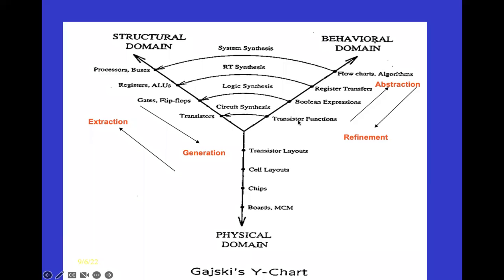Okay, refinement. So transistors, transistor functions, gates, flip-flops. Okay, so Boolean expressions, that is logical synthesis, registers, ALUs, that is RTL synthesis, right? Register transfer. Then flowcharts, algorithm is at the system level. Okay, so where you have processors and buses when we talk about structures. Okay, so a very important chart, okay, having a lot of meaning in it. Okay, transistor, Boolean, RTL, flowchart. Okay, so first is going to be your circuit level, okay, logical level, RTL, system level. Okay, so that's how it goes.